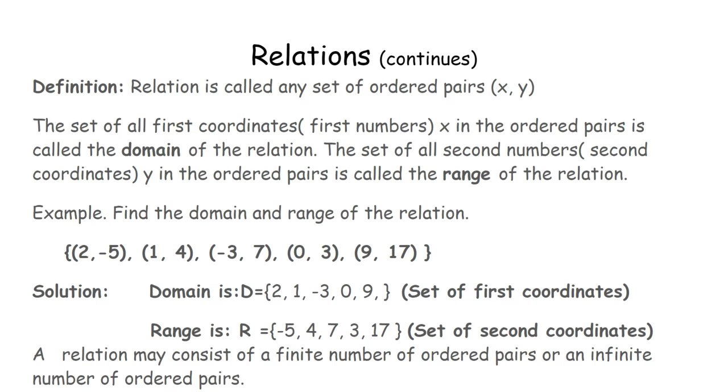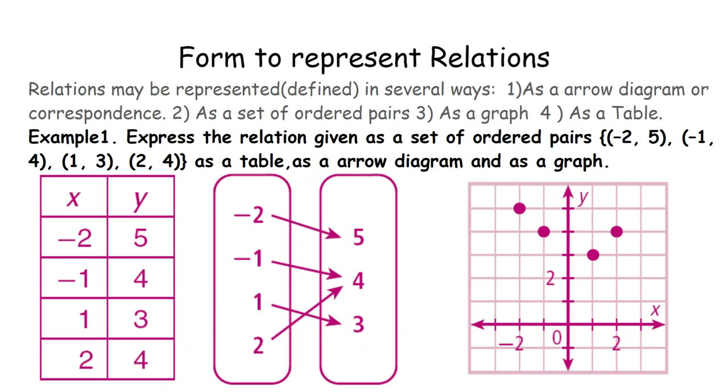A relation may consist of a finite number of ordered pairs or an infinite number of ordered pairs. Forms to represent relations. Relations may be represented, or defined, in several ways: as an arrow diagram or correspondence, as a set of ordered pairs, as a graph, and as a table.